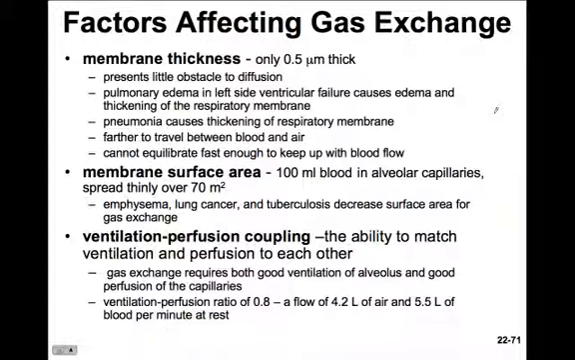The final factor that could affect gas exchange is the ventilation-perfusion coupling. That is the ability to match the ventilation, the airflow across the alveolar surfaces, to the perfusion or the blood flow across the alveolar surfaces. Gas exchange requires both good ventilation of alveolus and good perfusion of the capillaries. Usually, the ventilation-perfusion ratio is about 0.8. A flow of 4.2 liters of air and 5.5 liters of blood per minute at rest.